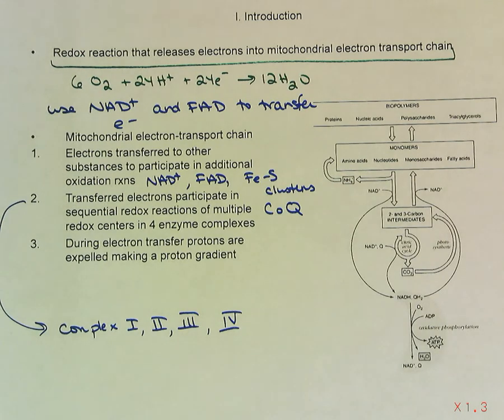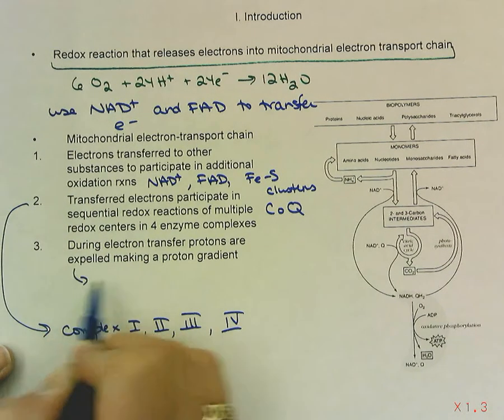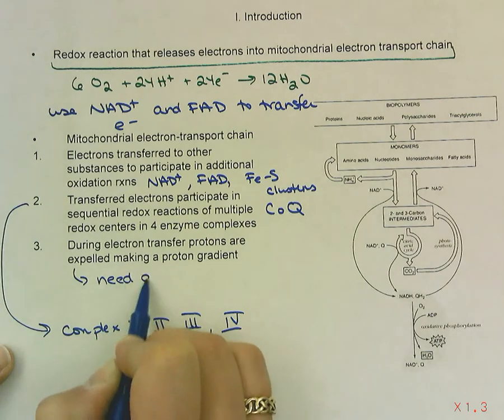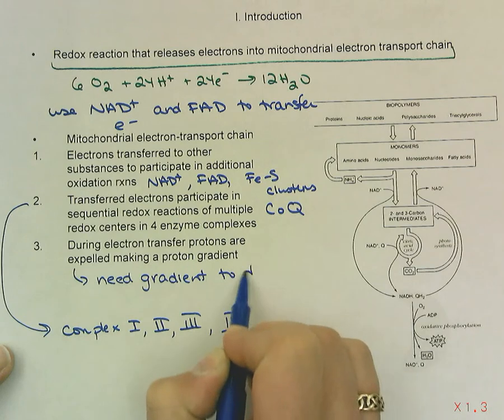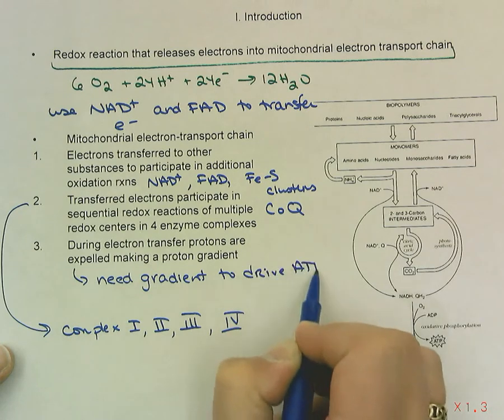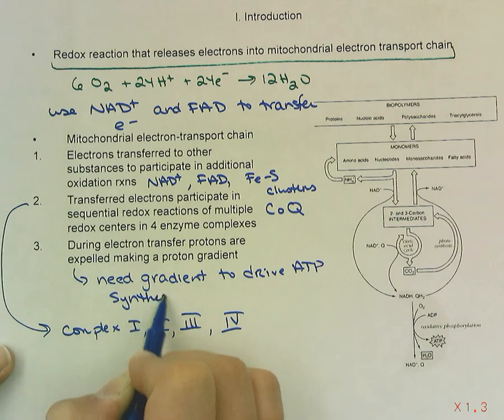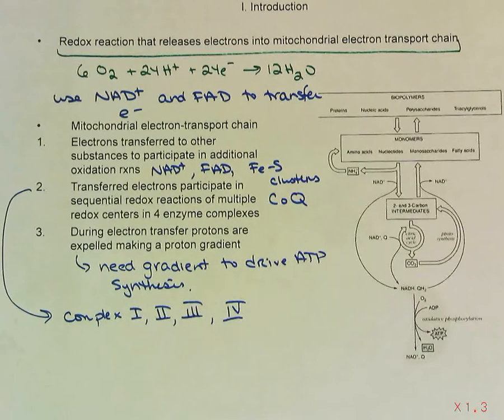And during these electron transfer processes in complex 1, 2, 3, and 4, we're also going to transfer protons across a membrane to make a proton gradient. And we need that proton gradient in order to drive the ATP synthesis. So that'll be the last thing we look at, is making ATP.